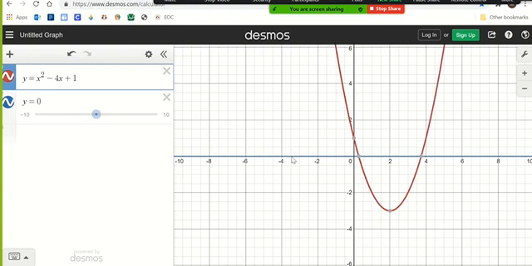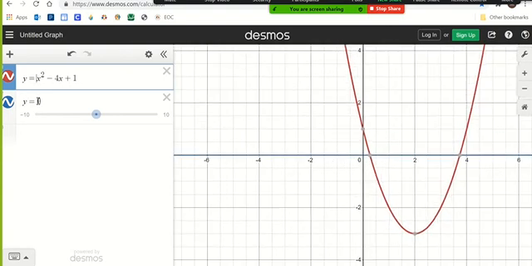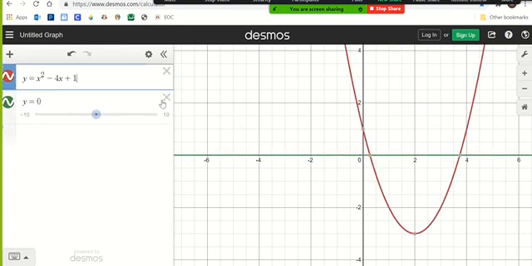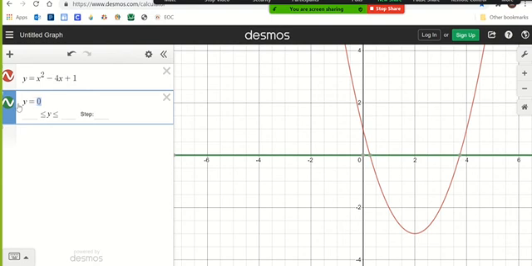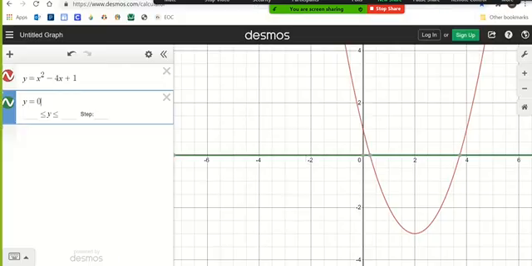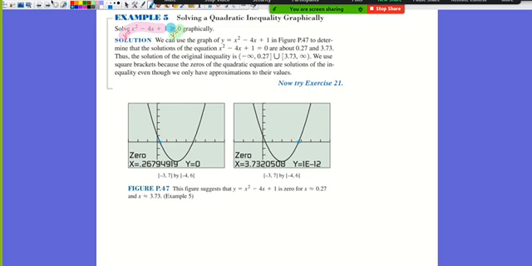Now, you can't really see. Let's see if they're going to use a different color here than blue. Green. There you go. Let's do red and green. So this is basically the x-axis. It's in green now. So we are seeing where red is above or equal to green. Where is red above or equal to green? The answer is going to be right over here.